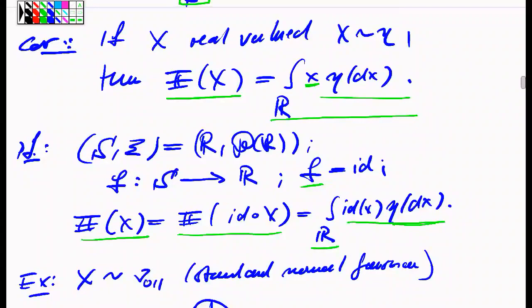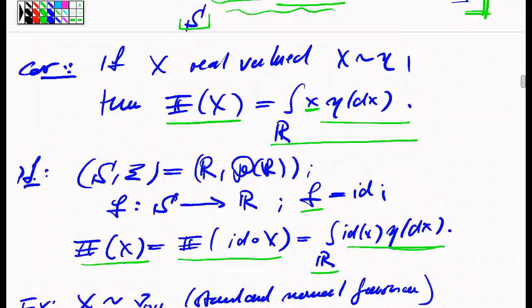So you see that the expected value of a random variable depends only on the law of this random variable. It's completely irrelevant of what kind the initial probability space omega was, provided you have access to the law of the random variable. If you know that, you can compute its expected value.